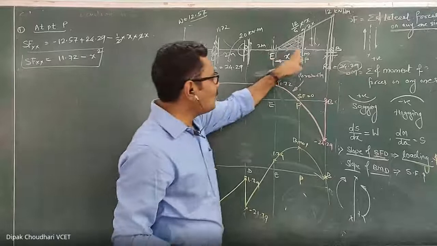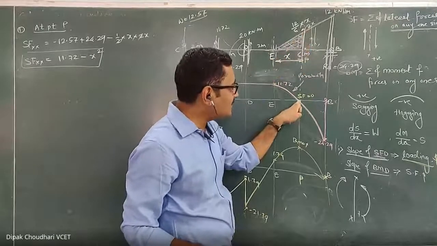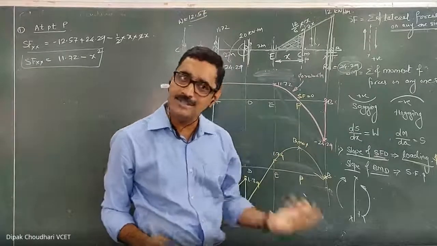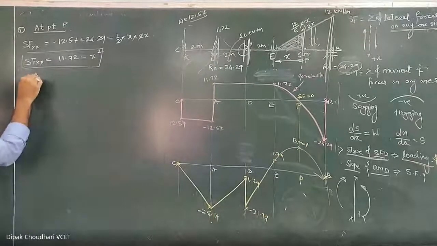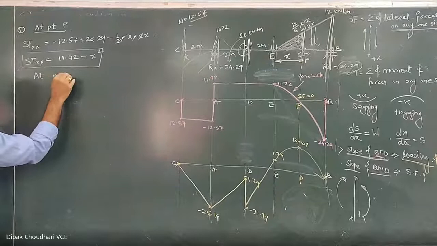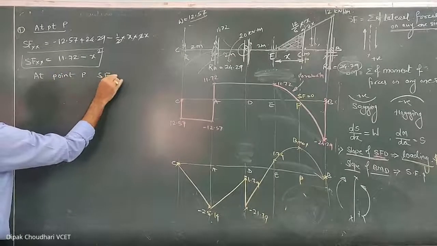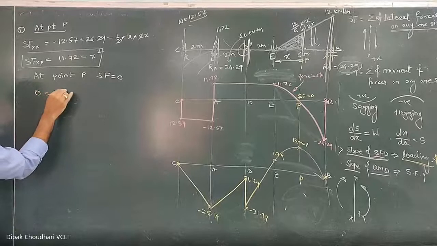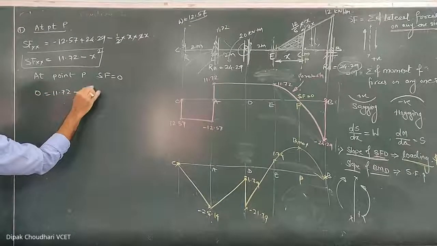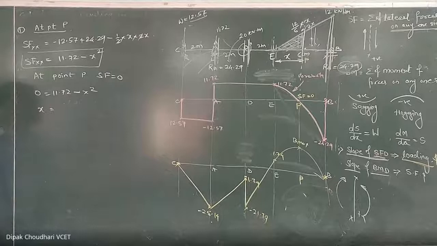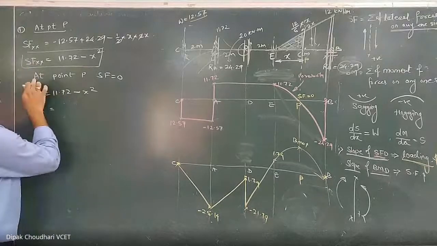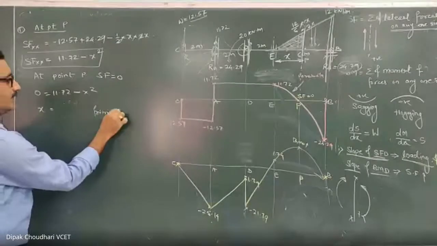Now I have to locate the position of this point P where the shear force is 0. Now I know the value of the shear force at point P. कितना है वो? 0 है. So I will equate this at point P. At point P, shear force equal to 0. I have the general equation of shear force, so it is 0 equal to 11.72 minus x square. From this one you will get the x value. This is the position of the point P from E.